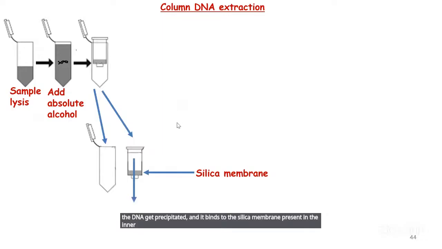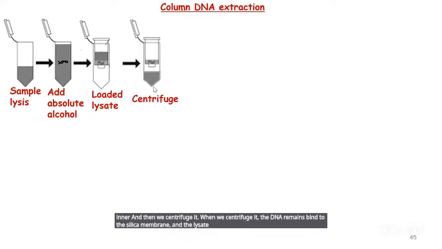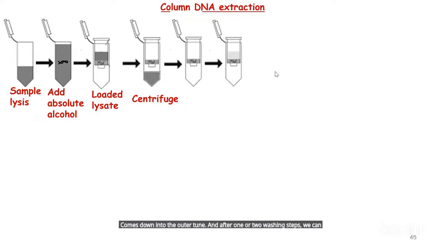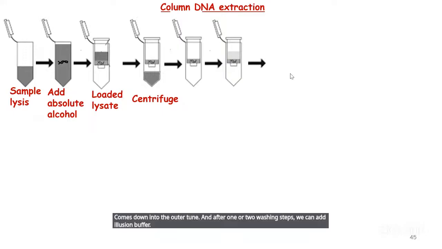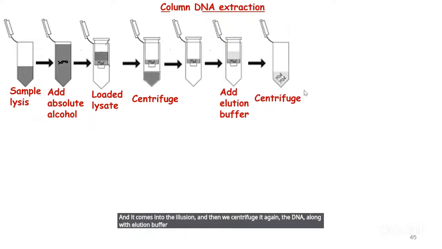And then we centrifuge it. When we centrifuge it, the DNA remains bound to the silica membrane and the lysate comes down into the outer tube. And after 1 or 2 washing steps, we can add elution buffer. DNA again becomes soluble and it comes into the elution. And then we centrifuge it again. The DNA along with elution buffer comes into the outer tube. This is silica column based DNA extraction.